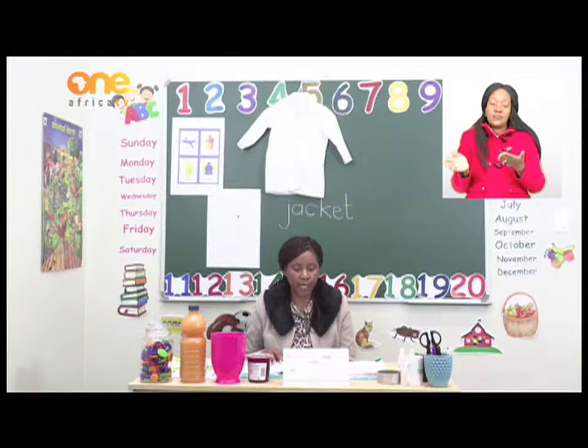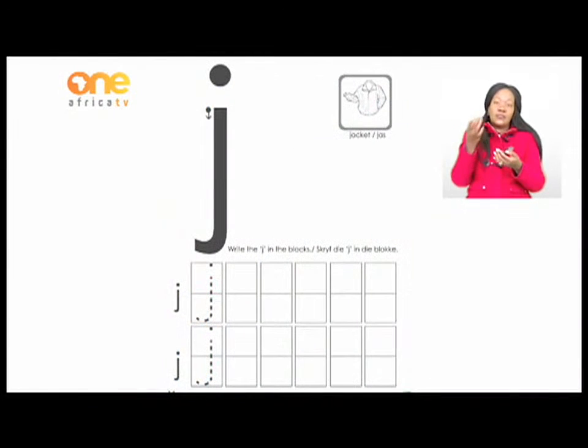Let's turn to page 18 of our booklet. On page 18, we can see letter J. Letter J for jacket. And the instruction says, write the J in the blocks. We have the blocks right at the bottom of letter J. Now I would like to show you how we are supposed to form letter J. Let's move over to the board as I explain to you.